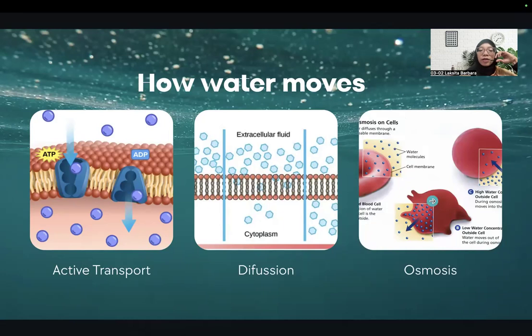The water and the molecules inside the water keep moving in our body. This movement consists of three processes: active transport, diffusion, and osmosis. We will discuss diffusion and osmosis first. Diffusion and osmosis are passive transport of the water.